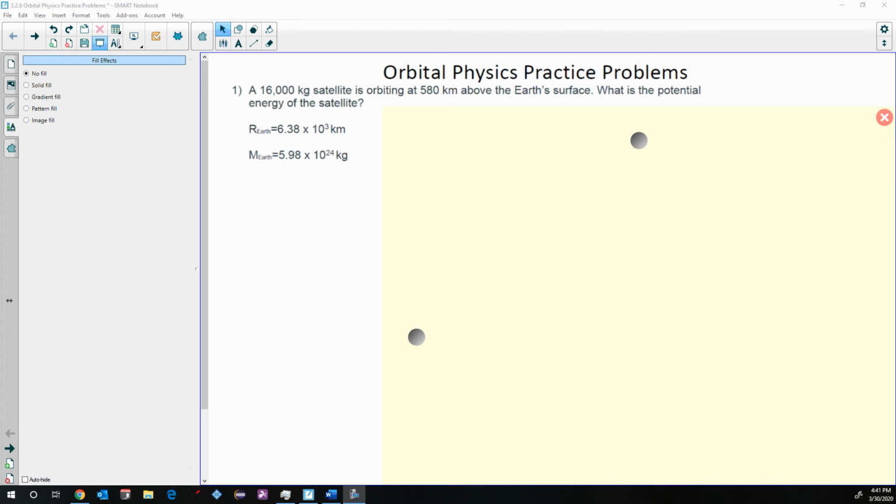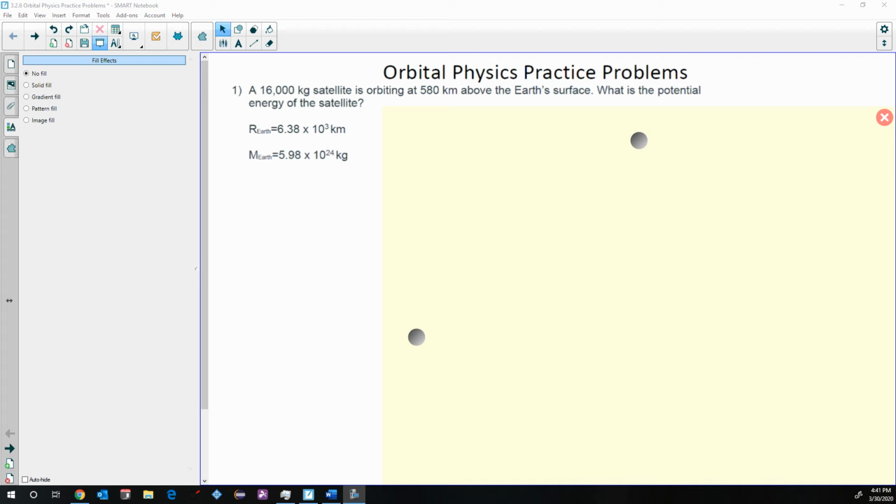All right, gentlemen, let's talk about these orbital physics practice problems that were put out before your test. Many of you had problems with these on the actual test itself. So I'm going to use these three problems as a demo for you, and then you need to go back and make some adjustments to your test to earn some points back.